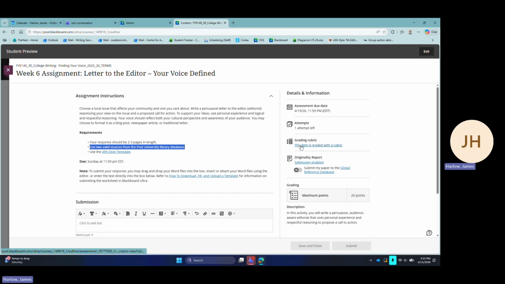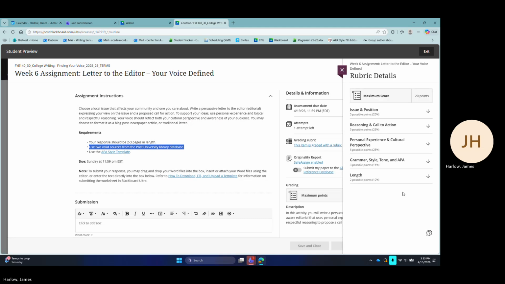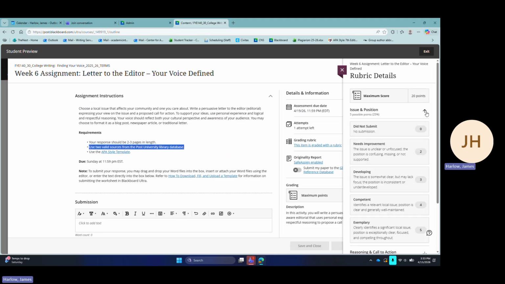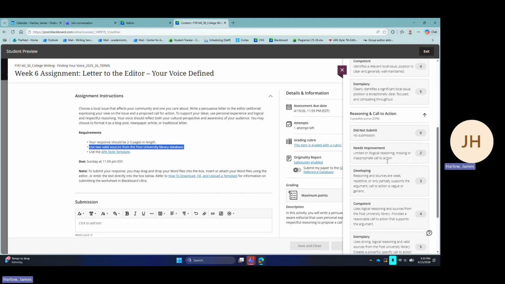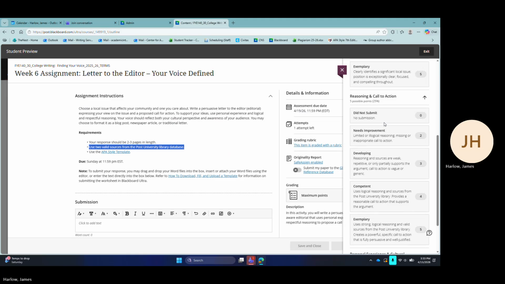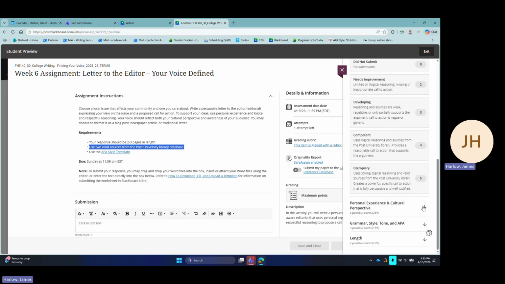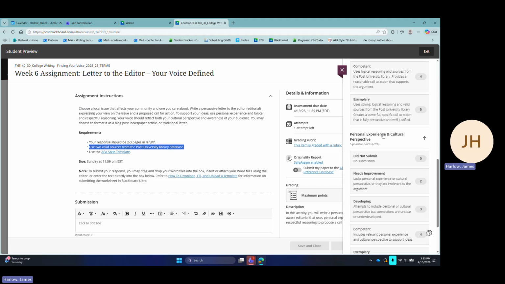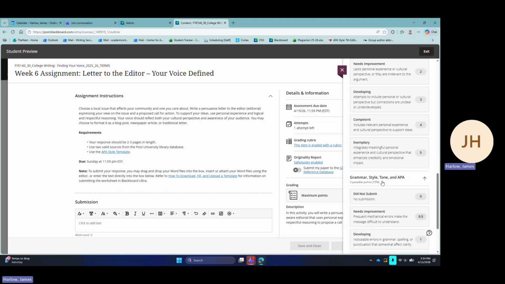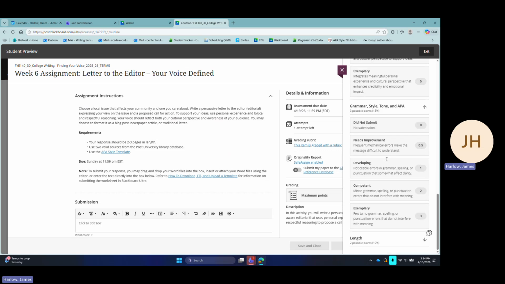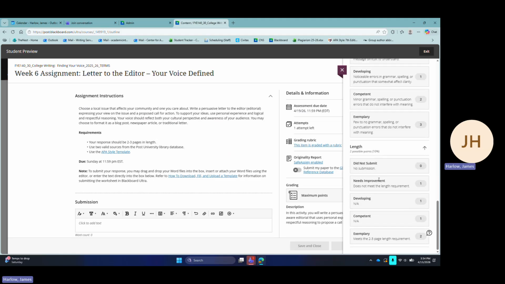When you submit it, as always, make sure you take a look at the rubric. Did you include an issue in the position? Did you have a reasoning and a very important point as to why this call to action is necessary? Did you include personal experience or cultural perspective? Did you pay attention to the grammar, style, and tone and the formatting of those sources in APA style writing? And did you hit the required length, which needs to be 2 to 3 pages in length?